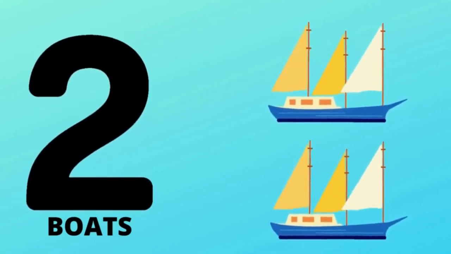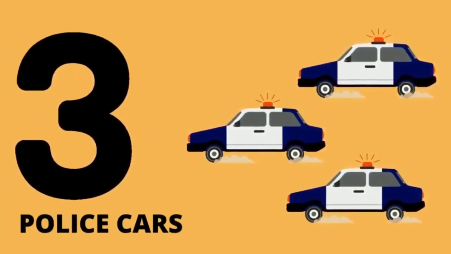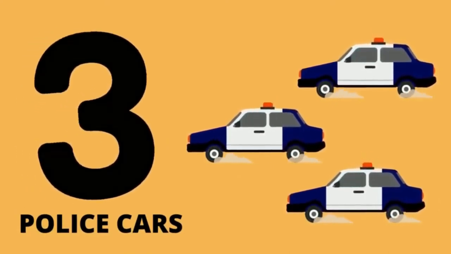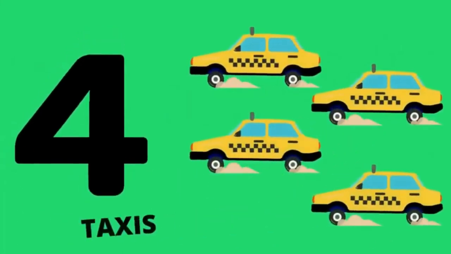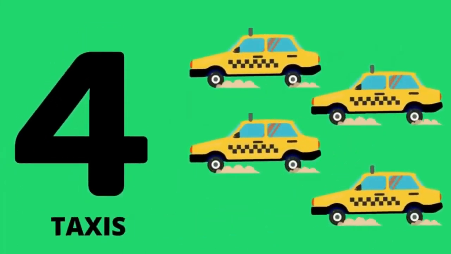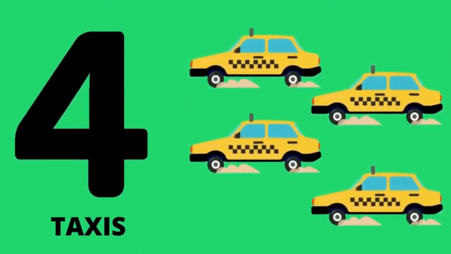1, 2. 2 boats. 3. Police cars. What are these? These are police cars. Count with me. 1, 2, 3. 3 police cars. 4. Taxis. Count with me. 1, 2, 3, 4. 4 taxis.